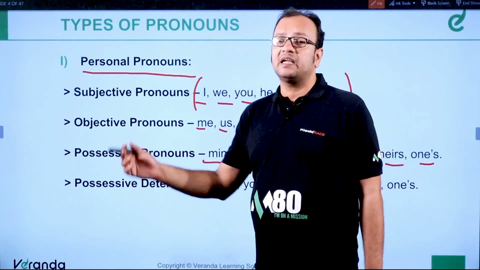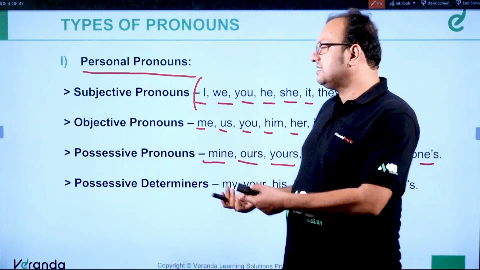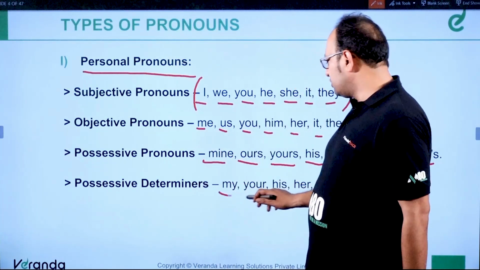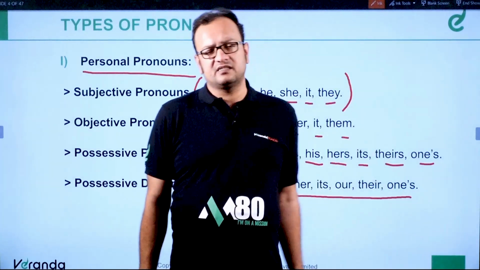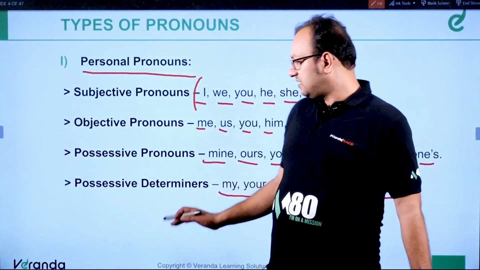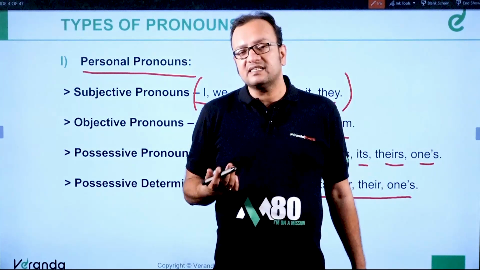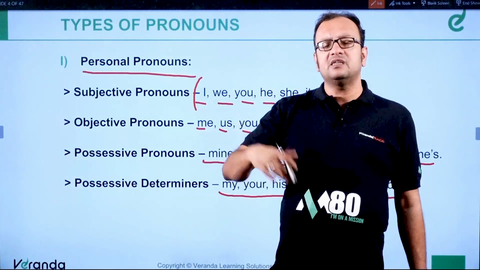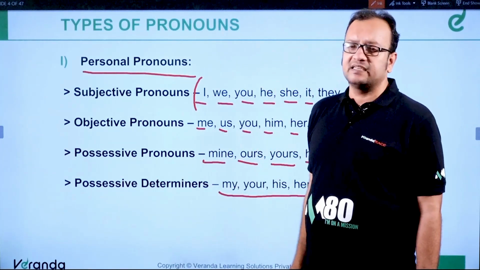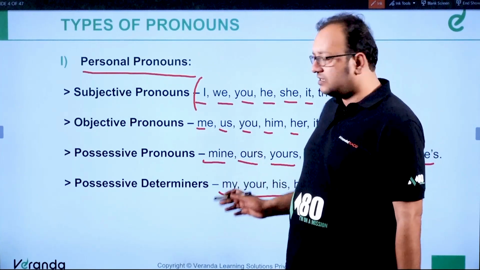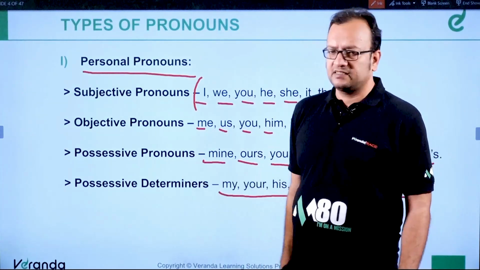And then come possessive determiners, which are placed in the adjective chapter as well as in the pronoun chapter. For example, my, your, his, her, its, our, their, one's. These are placed in both categories. I told you that determiners are those words which have multiple functions in different sentences. That's why they are known as possessive determiners. My, your, his, they are pronouns as well and adjectives as well. So they are determiners. Clear?